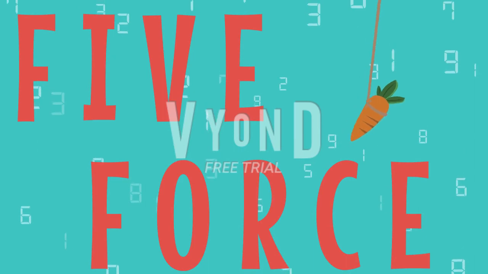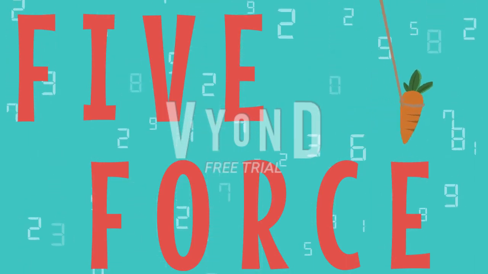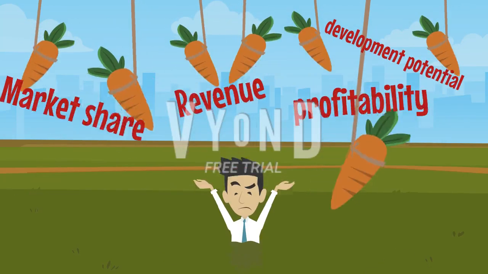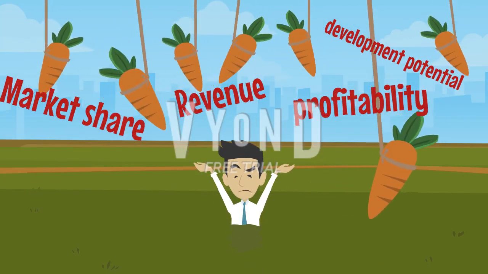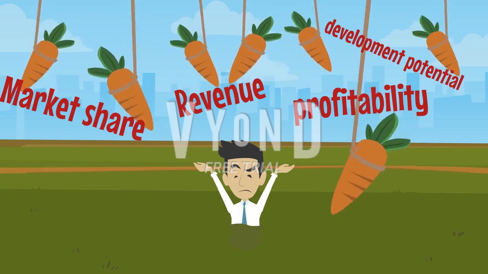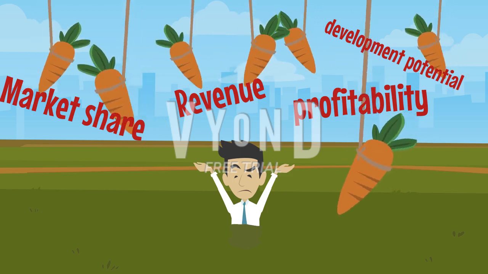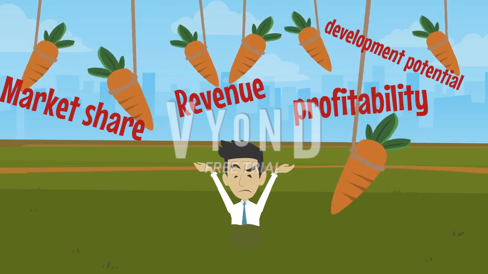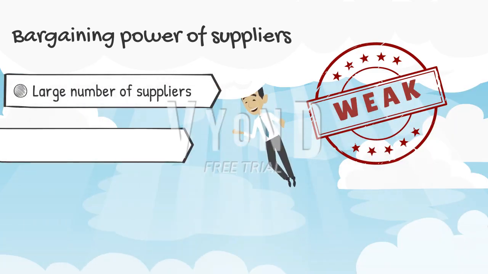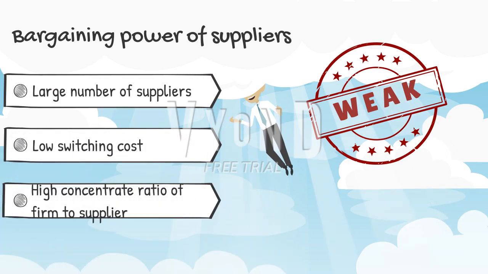The 5-force analysis gives the insight about the external factors influencing Apple's performance. Apple's strategies are based on the need to adjust forces in the external business environment, which would influence the company's market share, revenue, profitability, and business development potential. The bargaining power of suppliers is relatively a weak force result from the large number of suppliers, low switching cost, and the high concentration ratio of Apple to supplier.